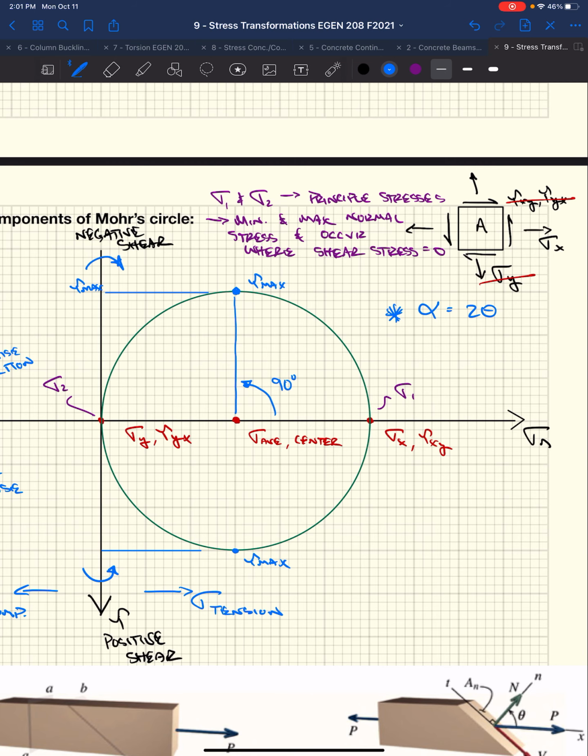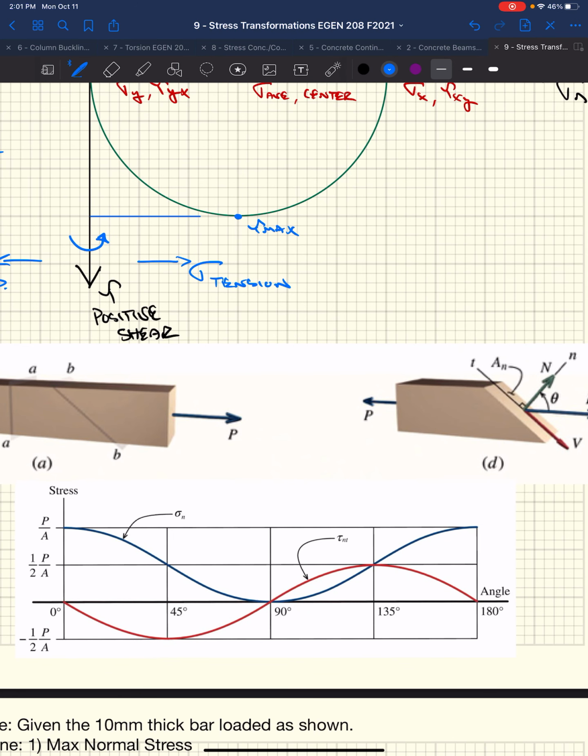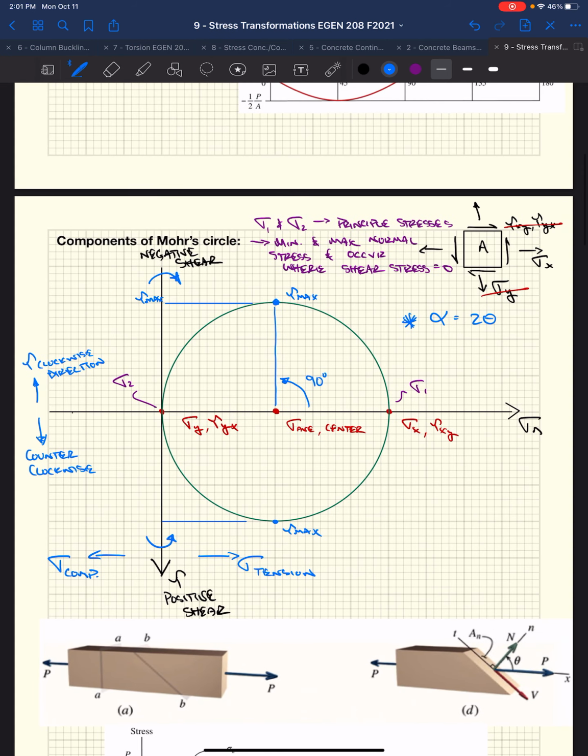Well, if you look at this Moore's circle, and we go back to this graph where we plotted the change in stress as we change degrees, at 180, we're essentially right back to where we started. Well, if you look at Moore's circle, if we started at this point and go 360 degrees, we're right back to where we started. So we have to go twice as far in order to get the same amount. Make sense? Lambda is twice theta.